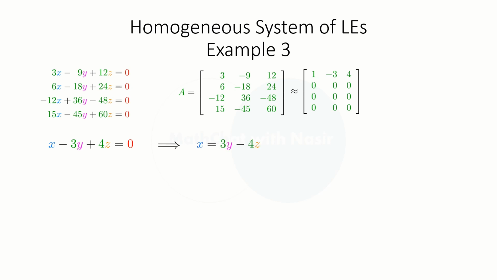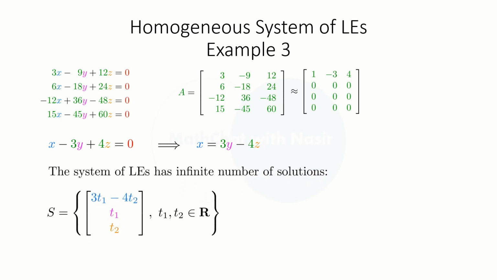Now replace y with the parameter t1 and z with the parameter t2, and here is the parametric form of the solution. The solution set contains an infinite number of solutions. The dimension of the solution set S is equal to the number of free variables or the number of parameters. The solution has two parameters t1 and t2, therefore its dimension is equal to 2.